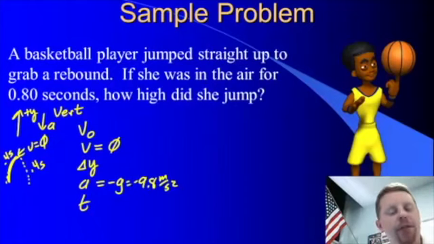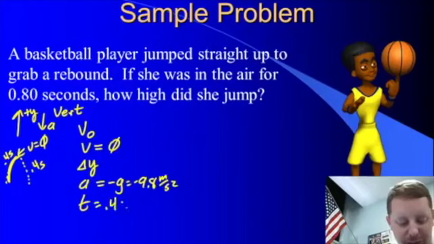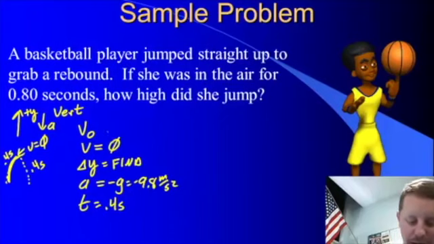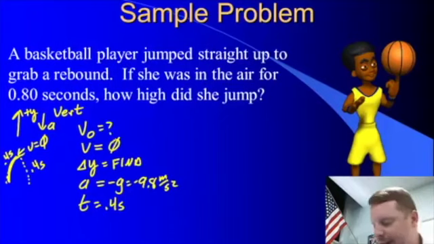And finally, if we're looking at just the motion on the way up, the time involved is 0.4 seconds, not 0.8 seconds. Got to be careful there. We're looking for delta y, how high she jumped, and we don't know v naught yet. Well, I know 3 things, so I know I can solve this problem. But if I'm looking for delta y, I don't see any equations that can give me delta y directly. So why don't we solve for v naught first, and then we'll find delta y.